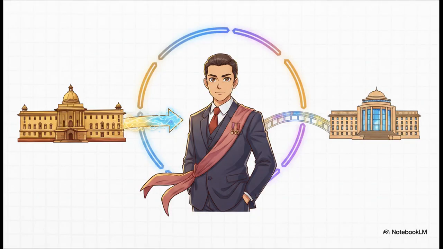Now, here's something that's absolutely crucial to understanding their role. The governor isn't elected by the people of the state. Nope. They're appointed by the President of India for a 5-year term. And this is so important because it explains their dual role, right? They're the constitutional head of the state, but at the same time, they're the central government's link.